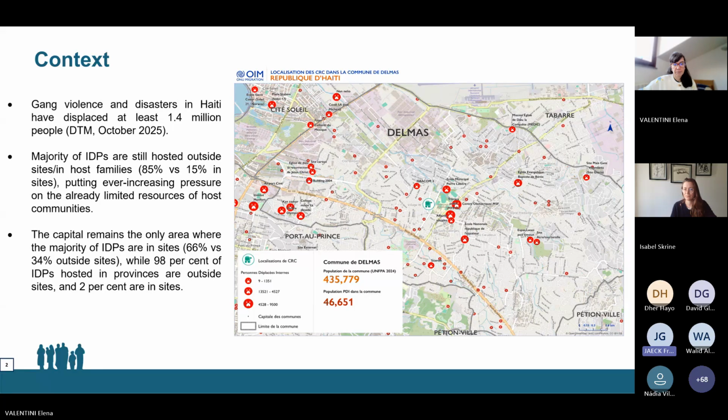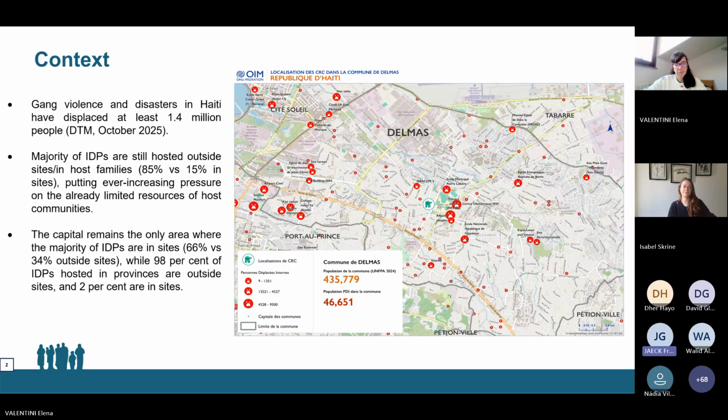The metropolitan area of Port-au-Prince is the only area in the country where the majority of IDPs are still hosted in sites, as opposed to outside sites, while 98% of IDPs in the provinces are hosted outside sites. Whether they decide to live in rental areas, with their social support structures, or with host families, most of the displacement in the last few months and throughout the year is caused by the deteriorating security situation.